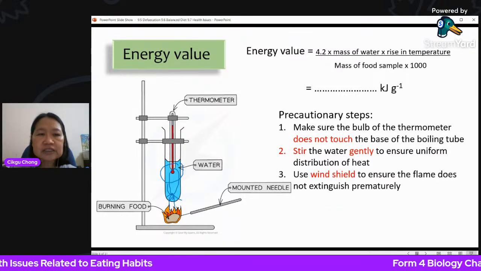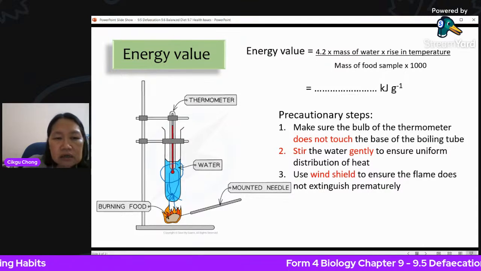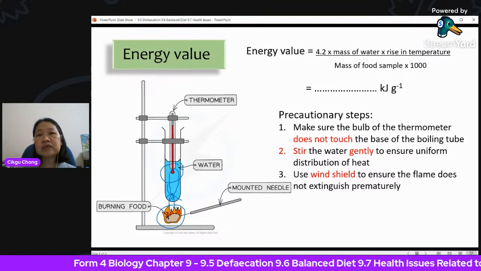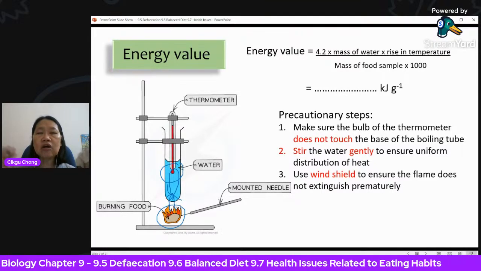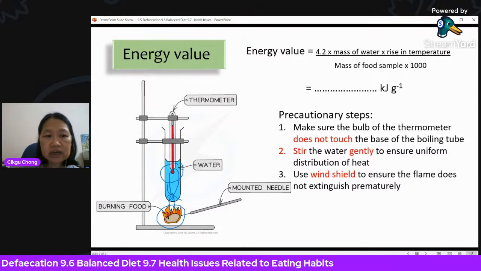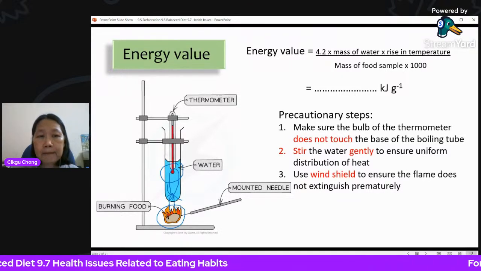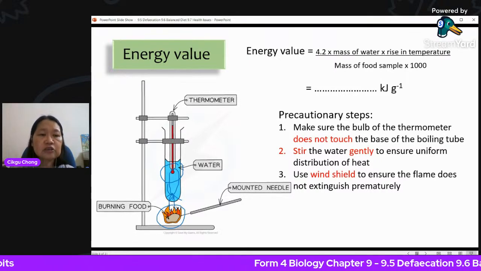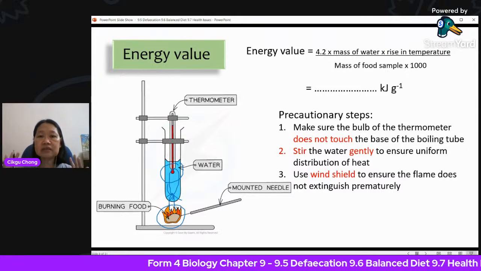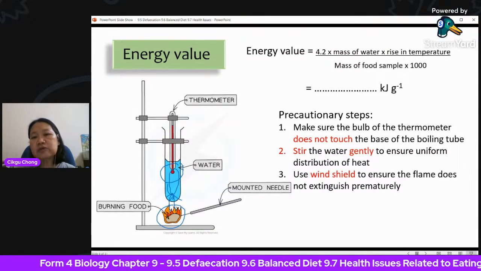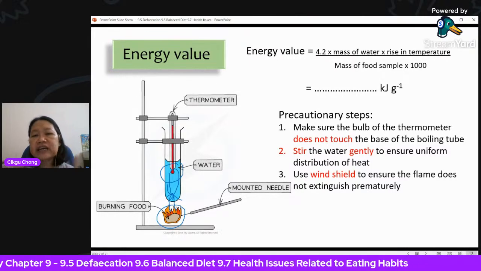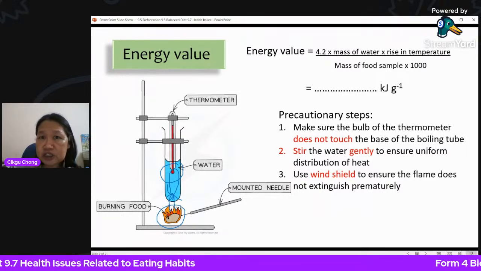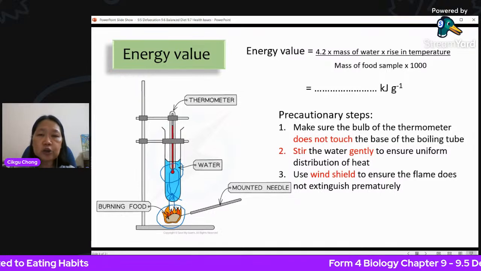Next, you do not want the energy that is produced by the burning food to be dissipated, to be lost to the surrounding. You try to contain all that energy and transfer it to the water. So in order to reduce loss of heat, you try to put something to block it. We use a windshield so that the flame of the burning food does not extinguish prematurely. That means too fast. Your food has not finished burning, there is still energy inside your food, and then the fire goes off. You don't want that to happen.